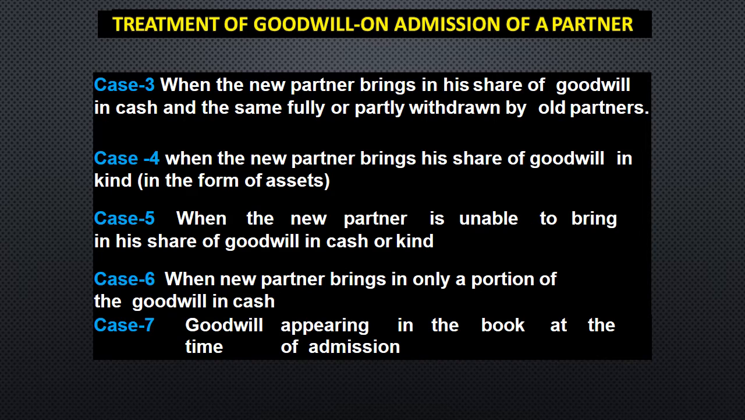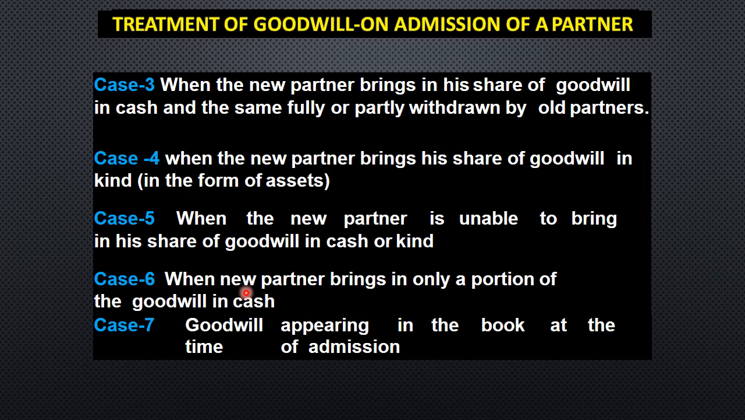Case 4, when the new partner brings his share of goodwill in kind, it means other than cash. Or we can say whenever the new partner brings his share of goodwill in the form of other assets except cash or bank. Case 5, please keep this in your mind, when the new partner is unable to bring his share of goodwill in cash or kind both. It means when the new partner is not in a position to bring goodwill either in cash or in the form of other assets. In such a situation, we will take that goodwill from his capital.